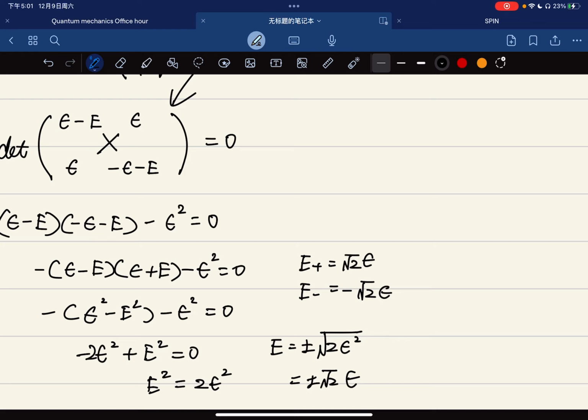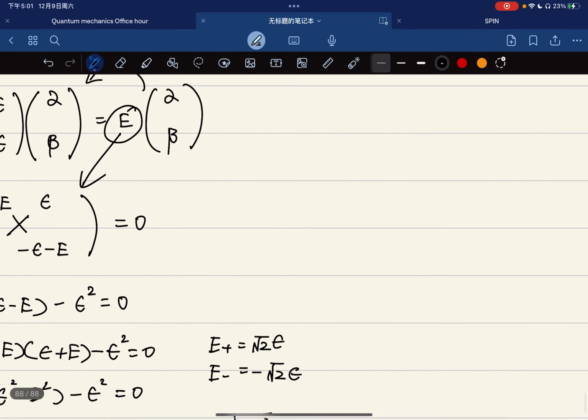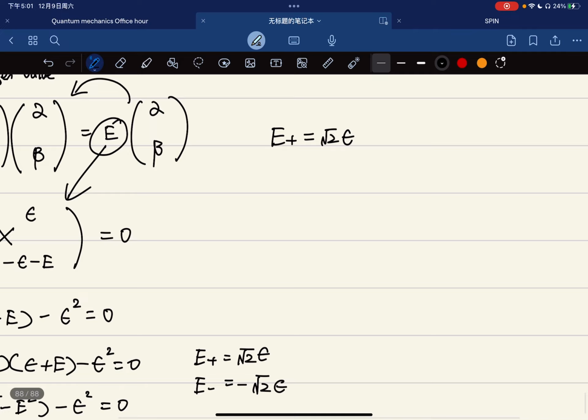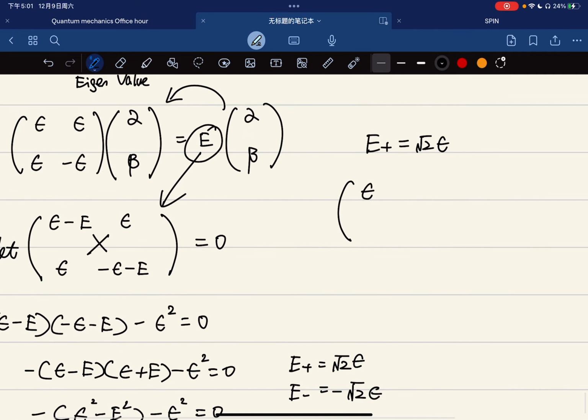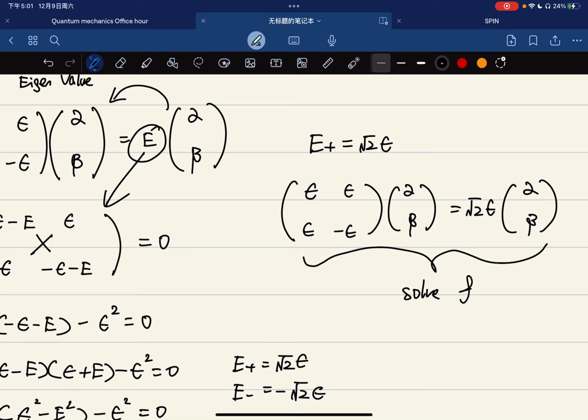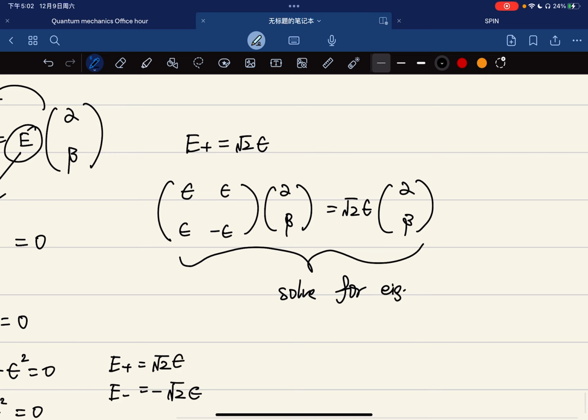Okay. So now if we assume the eigenvalue is the bigger one, so now what do we have? We have this. I'm just copying the matrix. And this is the eigenfunctions, and this is the bigger one. Okay, and now we can use this to solve for the eigenstates, which will be eigenfunctions. It's just different names of it.